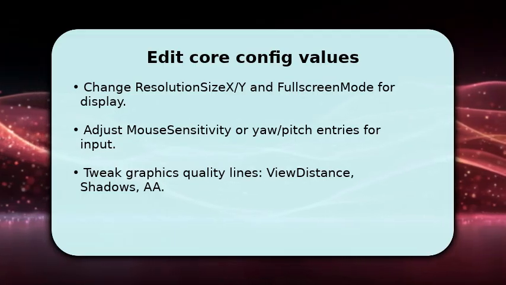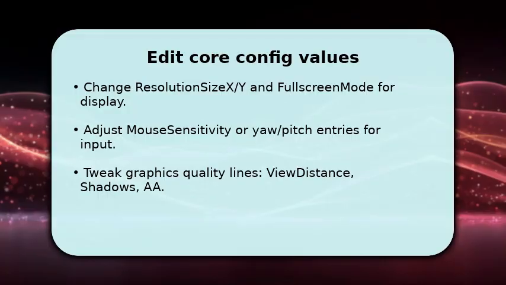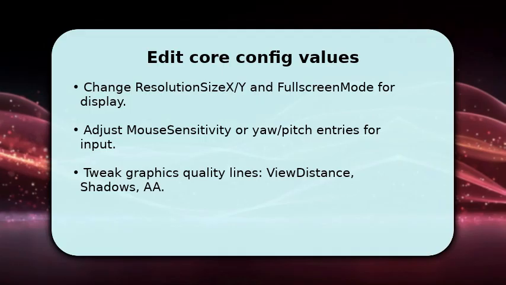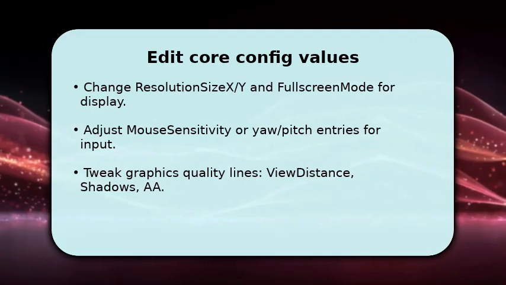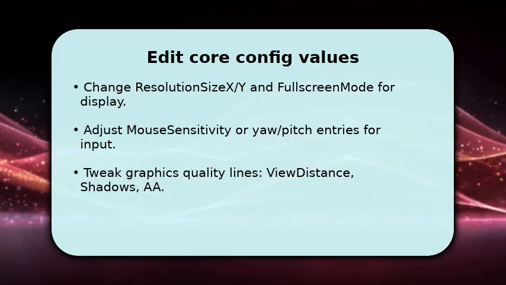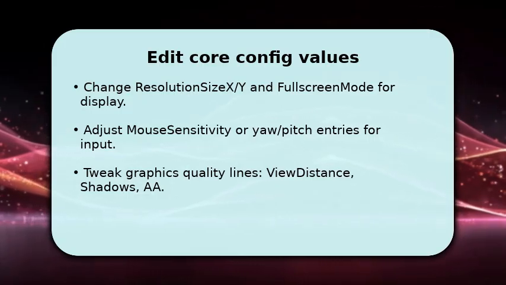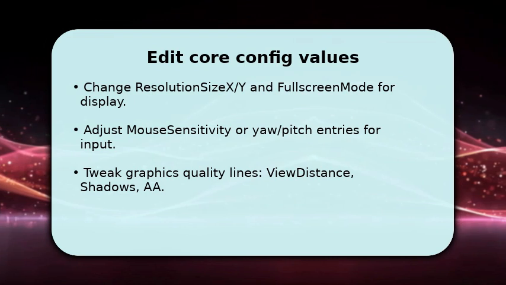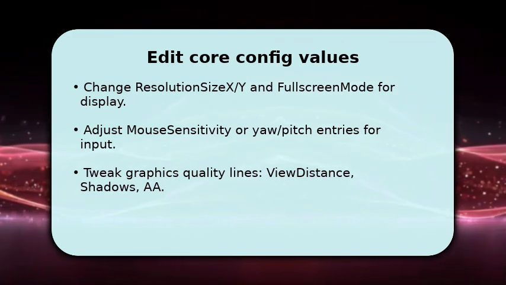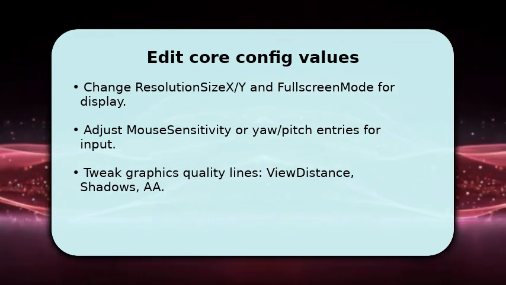Then move to input values and edit mouse sensitivity or the yaw and pitch multipliers to tune aim feel. Small increments matter. After that, change graphics quality keys such as view distance quality, shadow quality, and anti-aliasing quality to balance FPS versus visual fidelity. Save the files and make incremental edits, testing after each change.